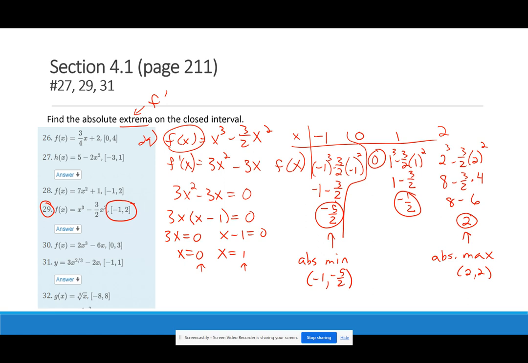Okay. And it could have been one in between. Sometimes that happens. So you have to check the critical numbers, and don't forget to check the endpoints. And then the one that had the highest y value is your max, and the lowest y value is your min. And you're guaranteed to have an absolute min or max on that closed interval. So that's the idea there.